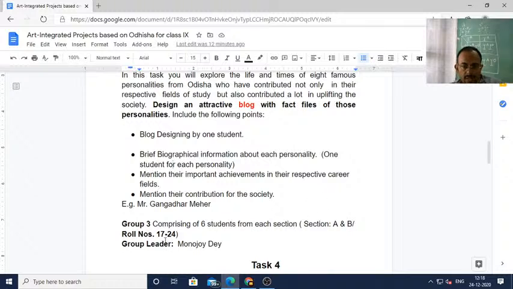See here, students are 17 to 24. There are 8 students, sorry, 8 students. So 1 student will be given blog designing.